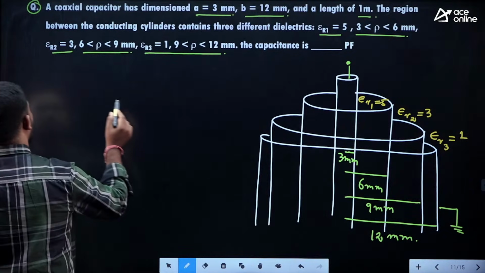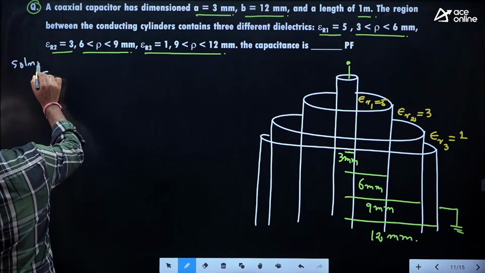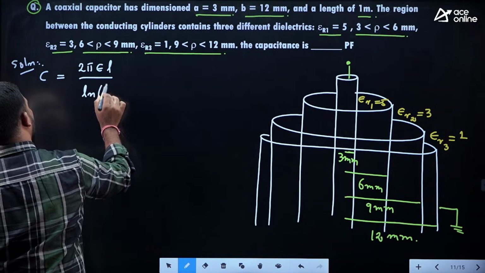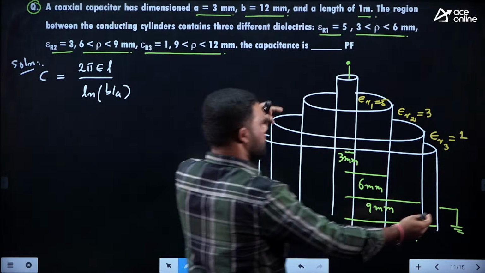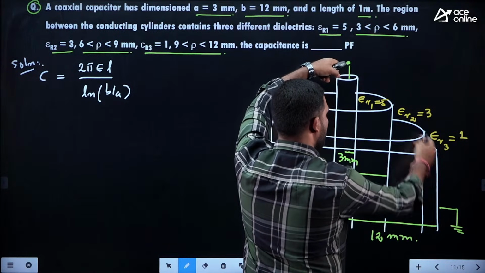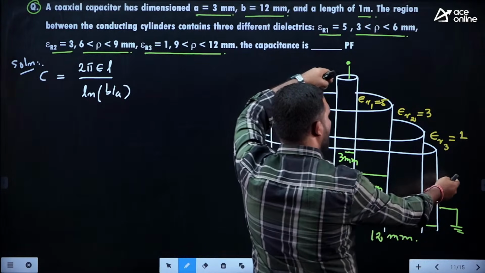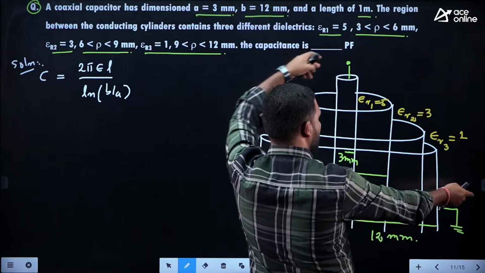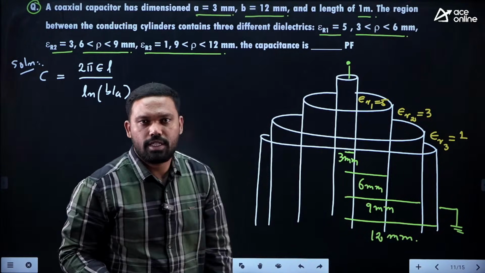So first we will find out the capacitance of each capacitor. We can make use of this formula. What is that formula, guys? It is 2 pi epsilon L by natural log of B by A. The potential is connected between the inner cylinder and the outer cylinder. The voltage will split among all these things, as you are applying the voltage here. So they can be treated as a series connection.